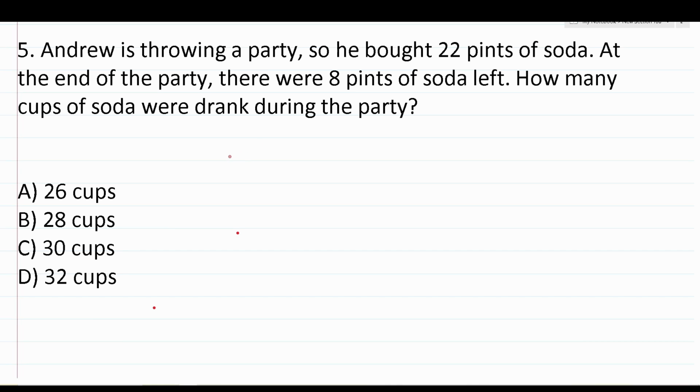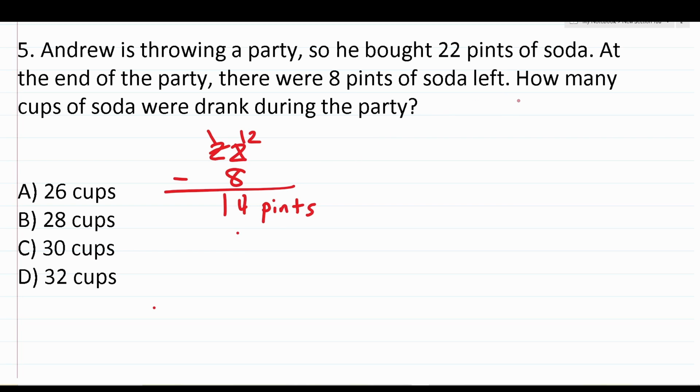All right, so we first have to figure out how many pints of soda people drank. We know Andrew started with 22 pints at the start of the party, and at the end, he had 8 pints left. So that means 22 minus 8 pints of soda were drank during the party. Let's work this out very quickly. 2 minus 8 we can't do, so this becomes 1, this becomes 12. 12 minus 8, that's 8, 9, 10, 11, 12. That's going to be 4. And 1 minus nothing is 1. So 14 pints of soda were drank during this party.